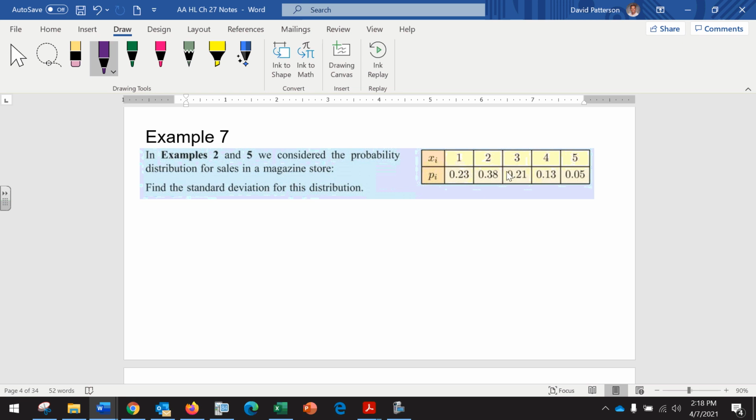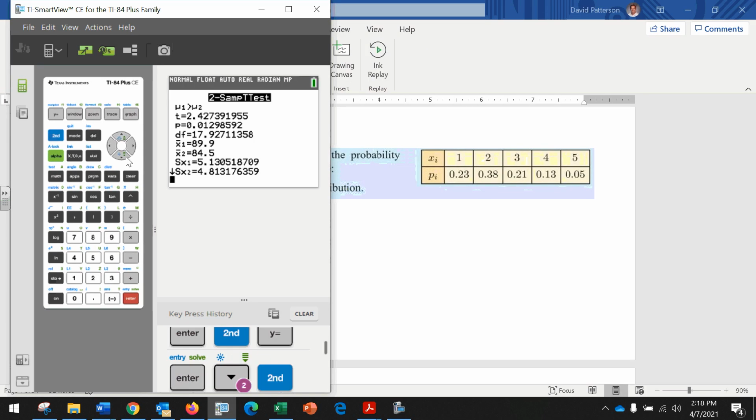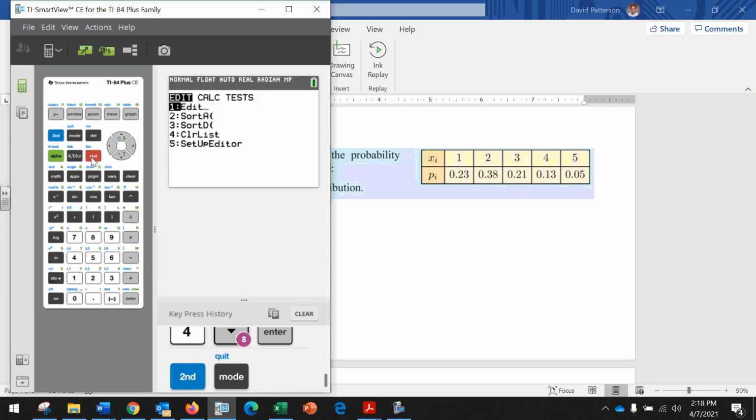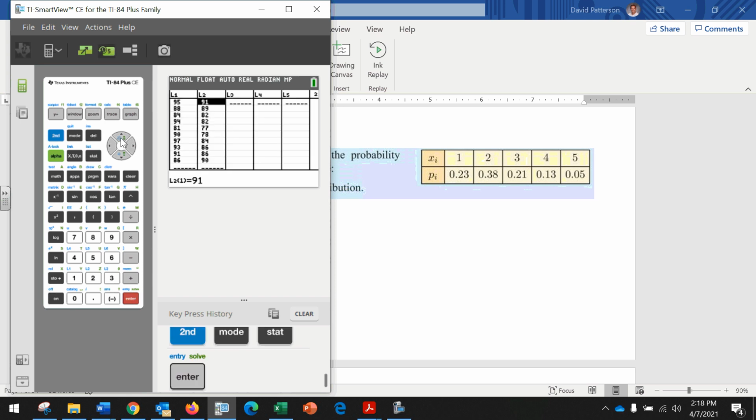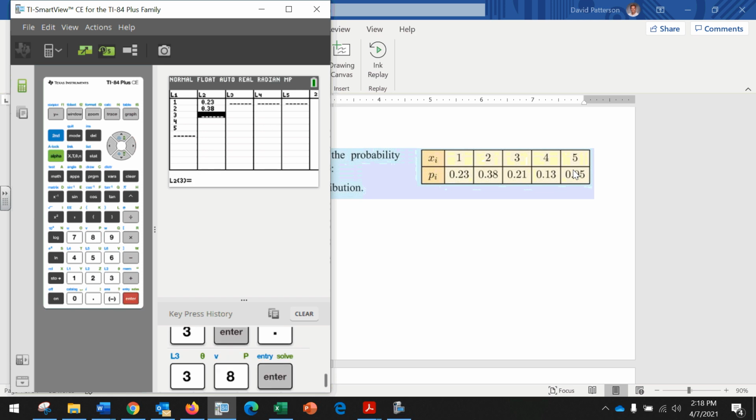And that's what we're going to jump to right here. I look at this example, still the same magazine example, and I'm going to go straight to the calculator. I'm going to clear out my screen and enter into L1 my x values: 1, 2, 3, 4, 5. In L2 I'm going to put my probabilities: 0.23, 0.38, 0.21, 0.13, and that last one is 0.05.